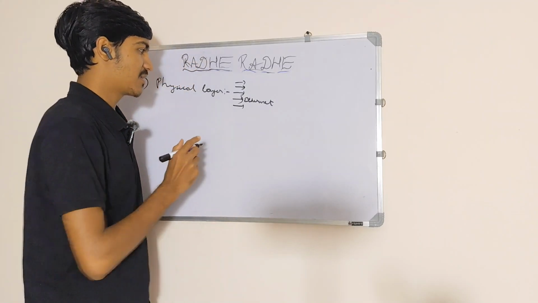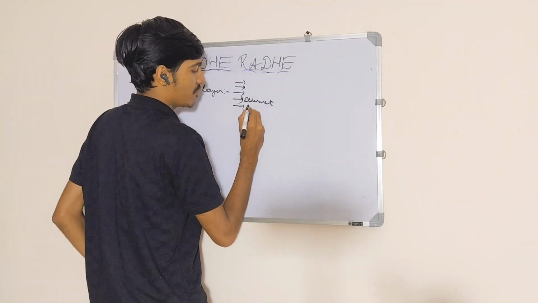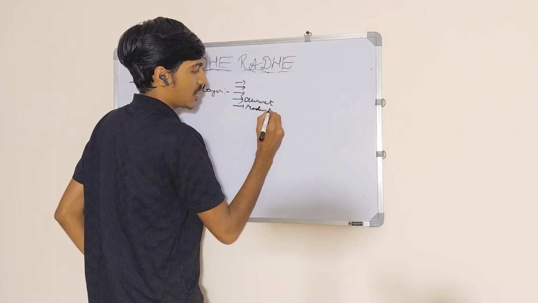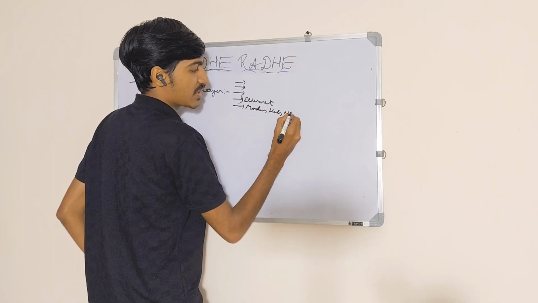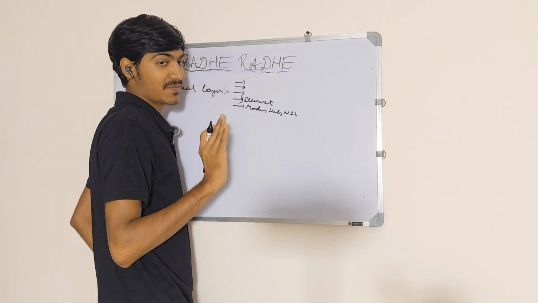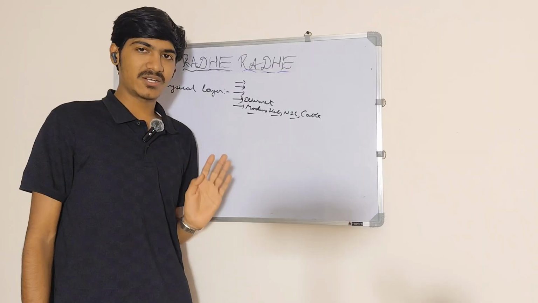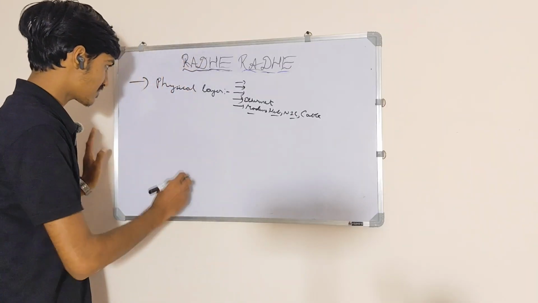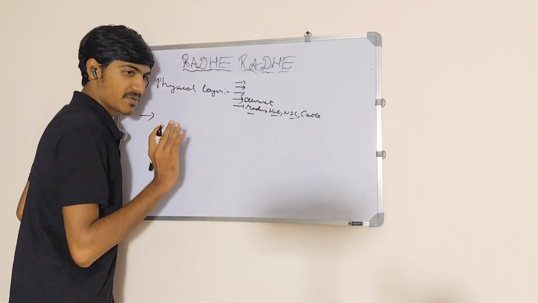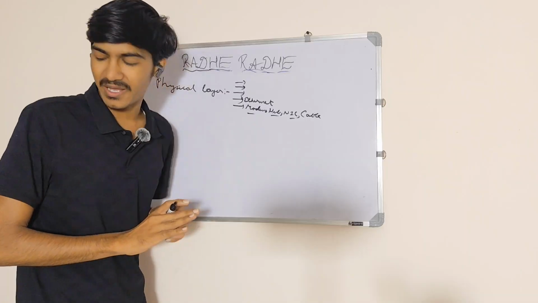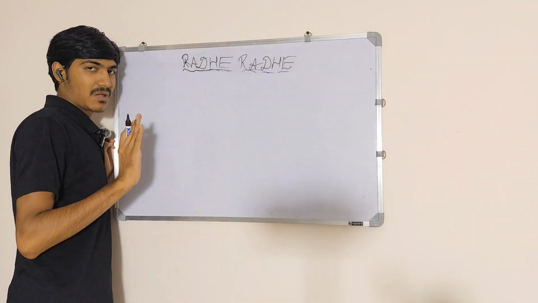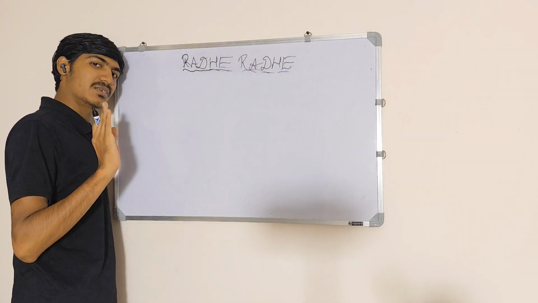Okay, what are the devices of the physical layer? Modem, hub, NIC, partially at the physical layer. The only topic which is left now is transmission media, the different types of transmission media. So today we will be discussing transmission media.